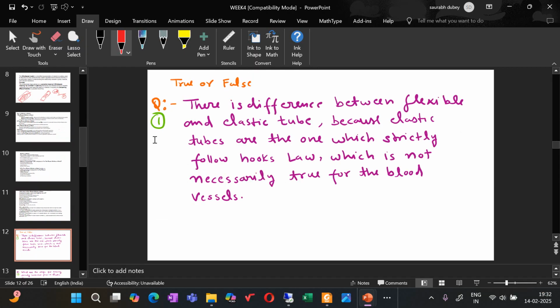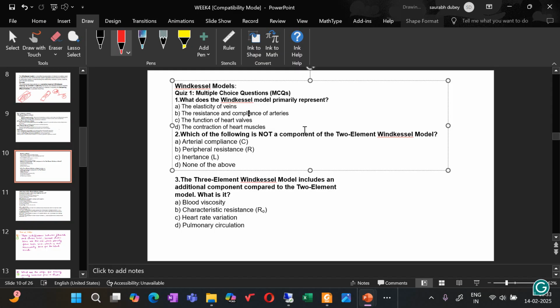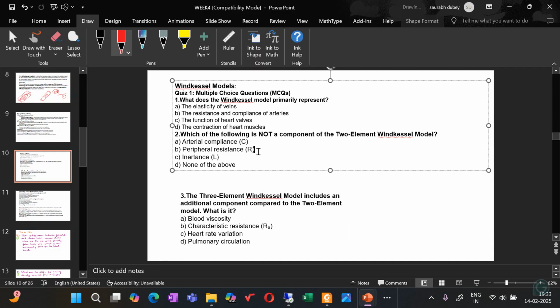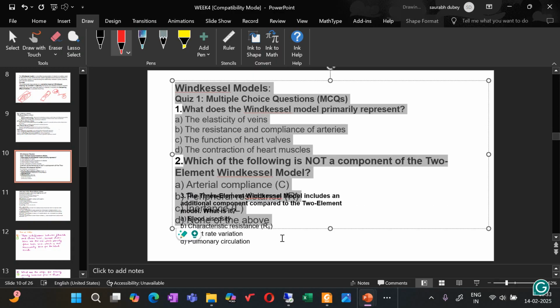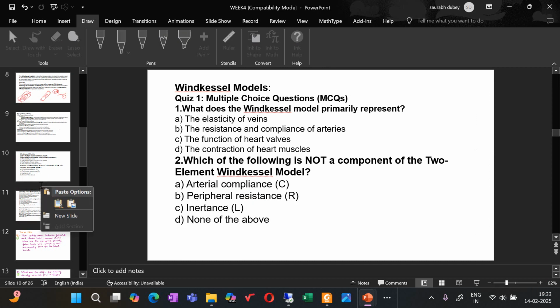So if you see this, the question on that is, what does this Windkessel model primarily represent? So the options are, let me just put it a bit bigger. So the first question, if you remember, let me just keep it in the next slide.